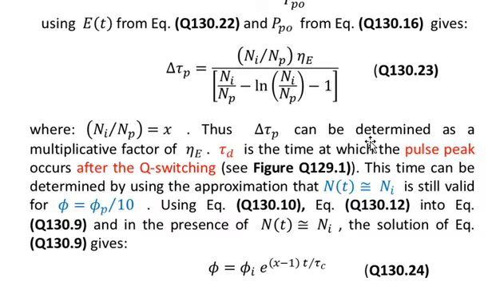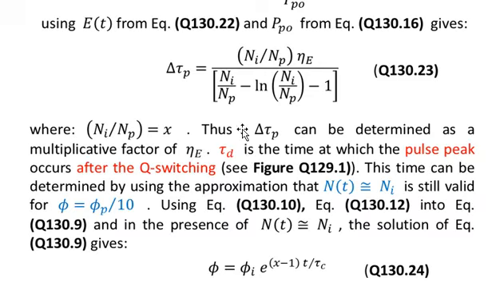Thus, delta tau p can be determined as a multiplicative factor of eta E. So here eta is present and the rest of the quantities were constant. So you can write that delta tau p is actually a multiplicative constant times the factor eta E.